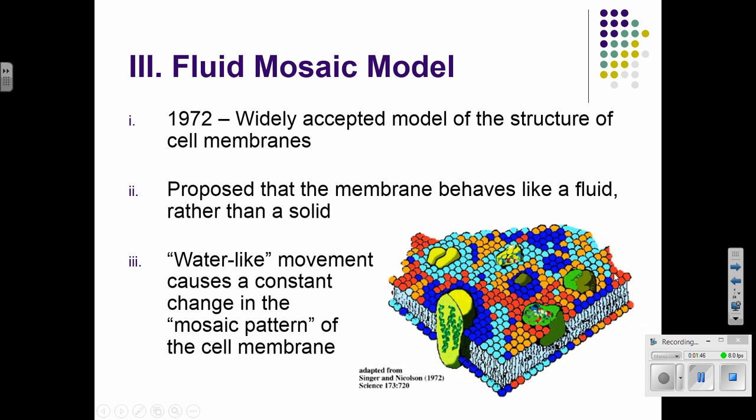What we call the fluid mosaic model is basically just describing how a cell membrane behaves. So in 1972, this was the most widely accepted model of how cell membranes act. And basically, it's saying that they behave more like a fluid rather than like a solid. So cells are able to change shape. They're also embedded with all those proteins, giving it that mosaic pattern.